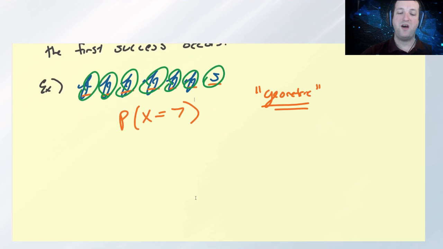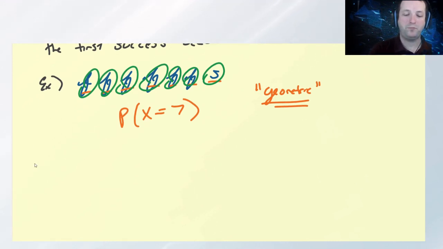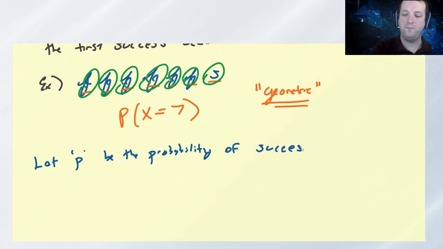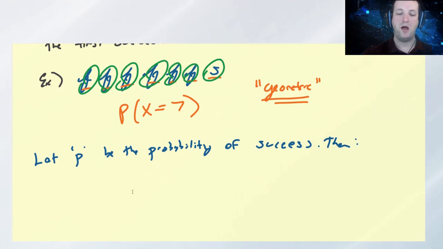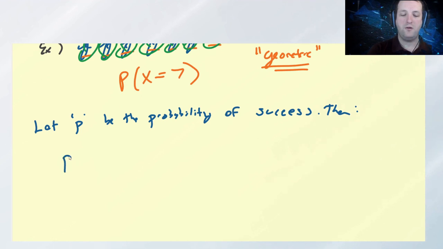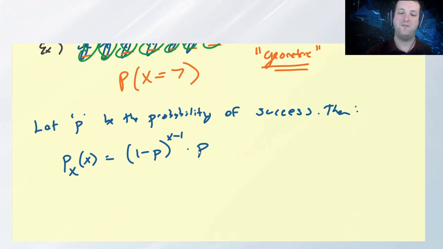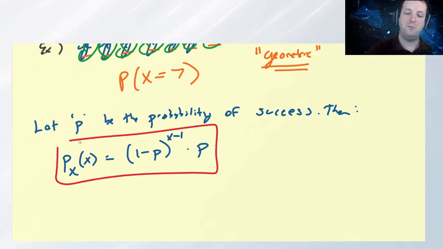So I'm going to define my particular probability p. So let p be the probability of success. Then we can find the geometric distribution, actually pretty easy to derive. So the probability that x is equal to little x is going to be equal to (1 minus p) to the x minus 1, so there's x minus 1 failures there, followed by one success at the very end. So this is what we call the geometric PMF, for the geometric distribution.